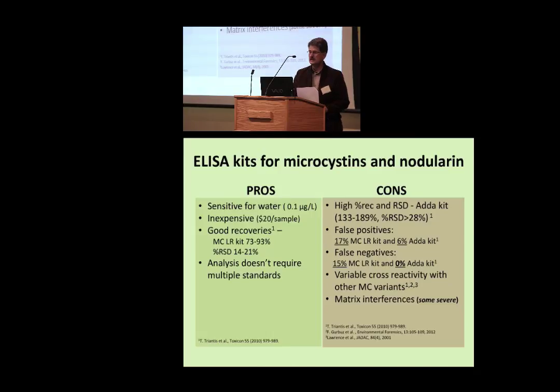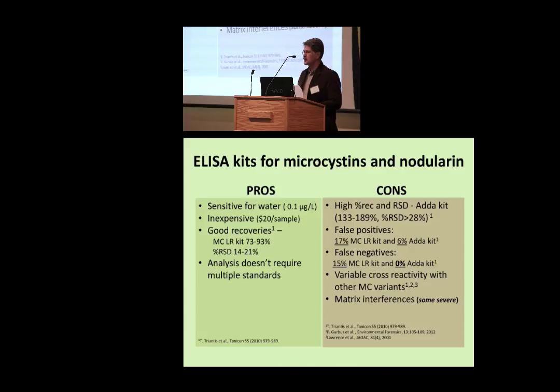Now back to the other slide, there are a couple different kits. There's an ADDA kit, which is specific for the ADDA group, and there's an LR kit that's specific to microcystin LR. So that's what I'm going to be referring to here. For the ADDA kit, the recoveries are from 133 to 189%, which is kind of high. Percent RSD is also a little bit high. False positives for these kits run about 17% for the LR kit and 6% for the ADDA kit.